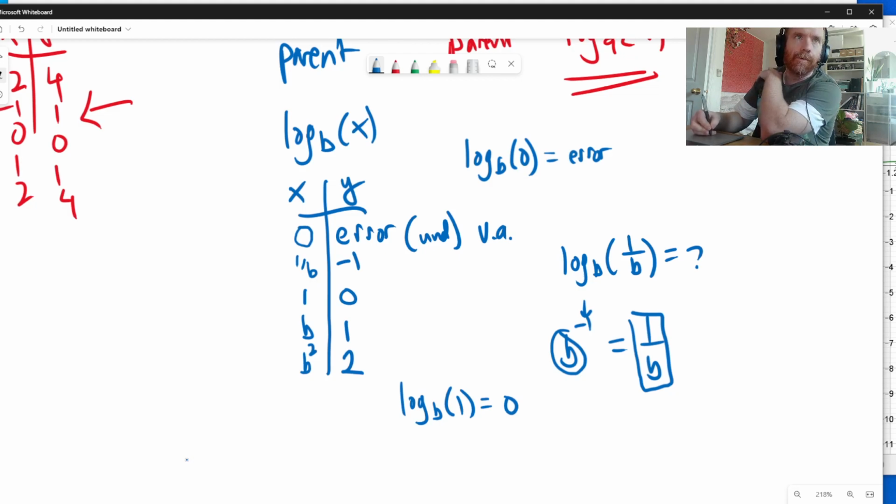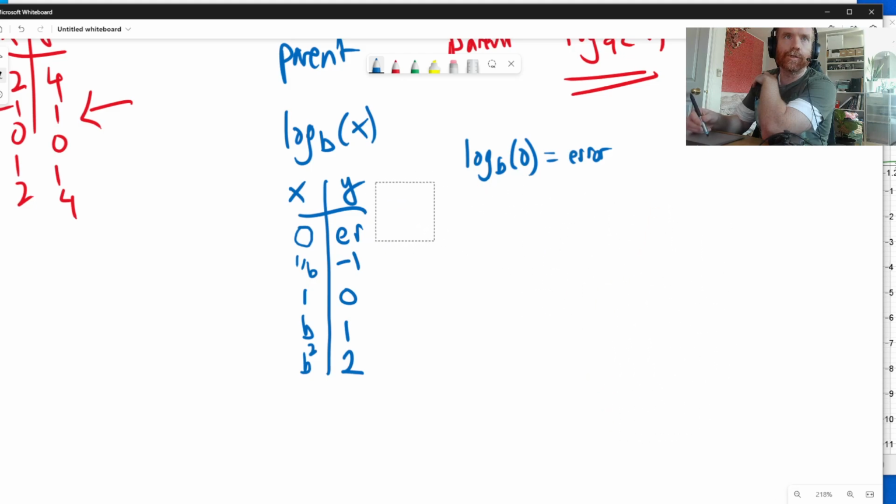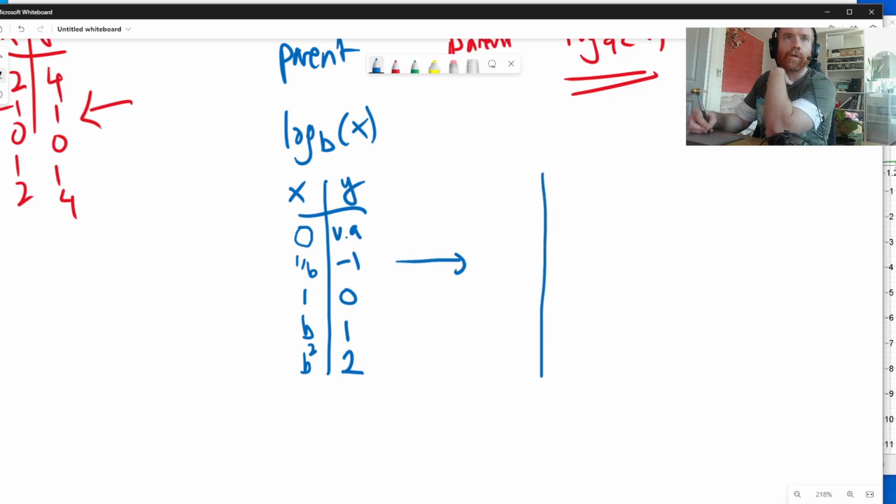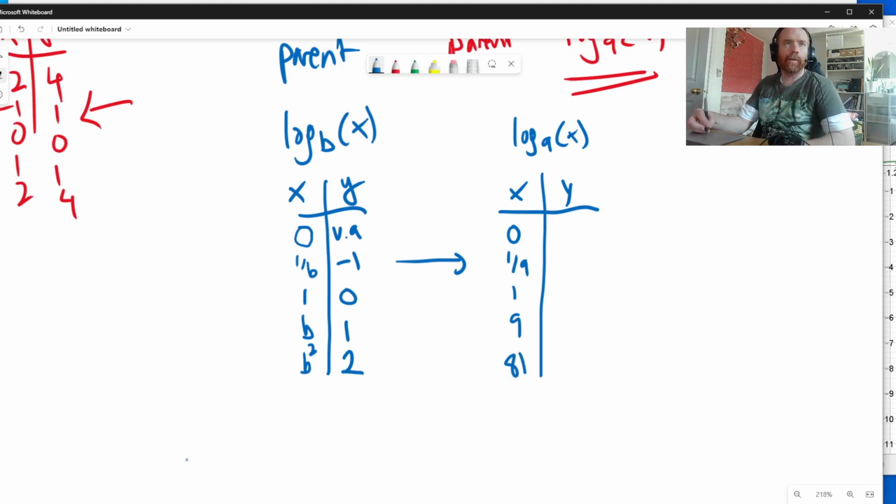So this table here is how you're going to transform everything to do with log functions. And it's pretty easy once you realize that every log function is just going to be the same setup as this one. So when we go over to create the new function, let's create ours for log base 9. Here's x, here's y. 0, 1 over 9, 1, 9, and 81 are going to be my x values. My y values are undefined, -1, 0, 1, 2.